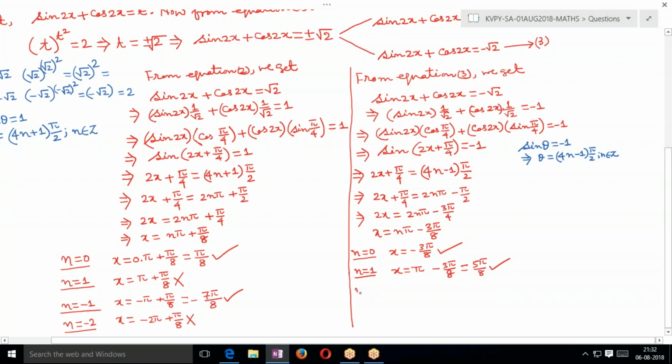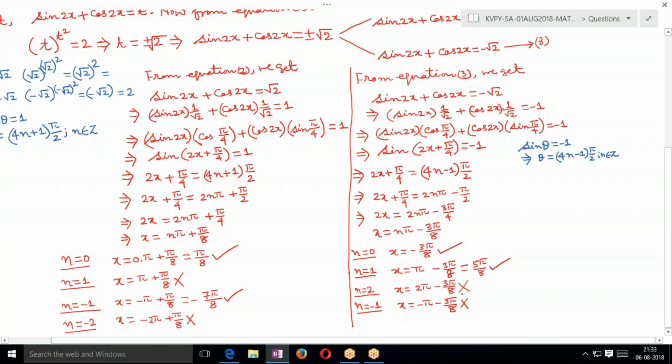Then let's proceed for n equal to 2. We get x is equal to 2 pi minus 3 pi by 8. You need not make any simplification. Definitely it is more than pi, so this is not an acceptable solution. As we didn't get an acceptable solution for n equal to 2, there is no point proceeding further with n equal to 3, 4 and other positive integers. So now we come to n equal to minus 1. We get x is equal to minus pi minus 3 pi by 8. Again, this is definitely less than minus pi, hence not belonging to the closed interval minus pi to plus pi. So this is also not an acceptable solution.